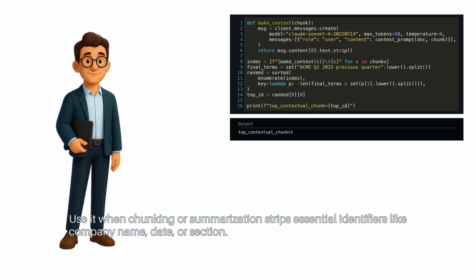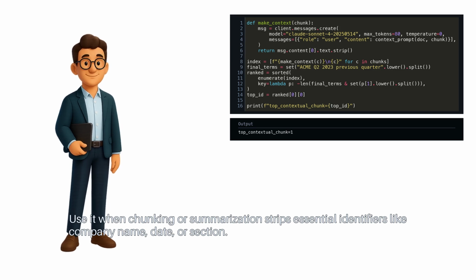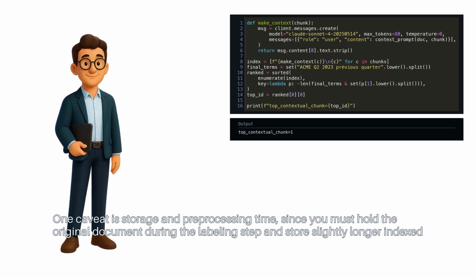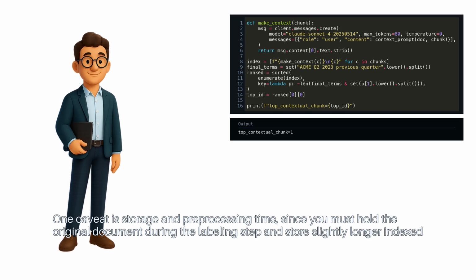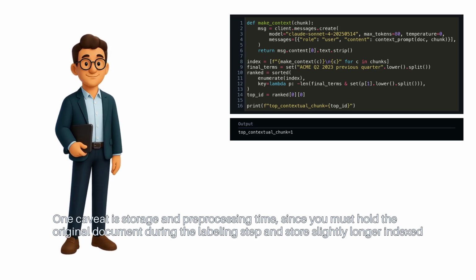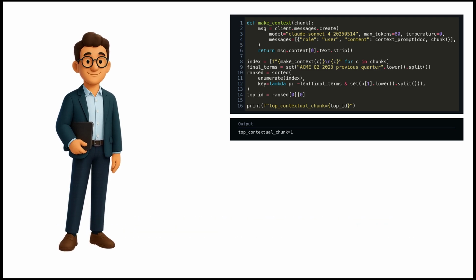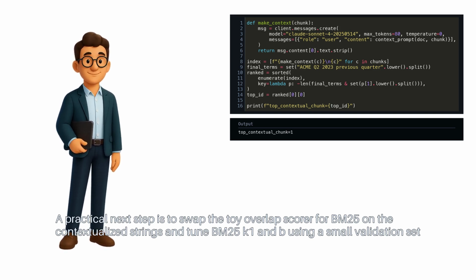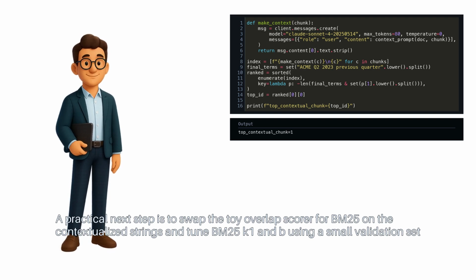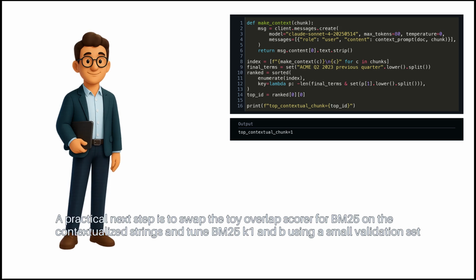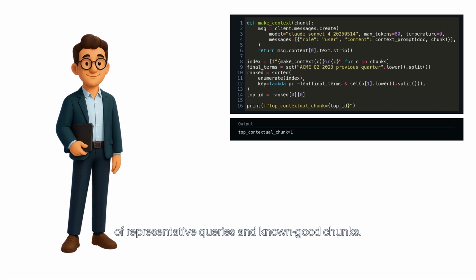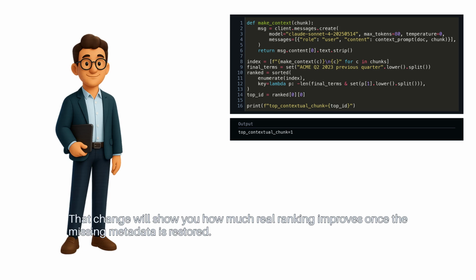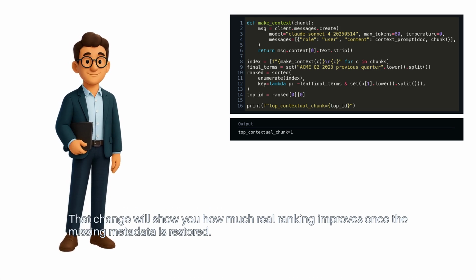Use it when chunking or summarization strips essential identifiers like company name, date, or section. One caveat is storage and preprocessing time, since you must hold the original document during the labeling step and store slightly longer indexed entries. A practical next step is to swap the toy overlap scorer for BM25 on the contextualized strings and tune BM25 k1 and b using a small validation set of representative queries and known good chunks. That change will show you how much real ranking improves once the missing metadata is restored.